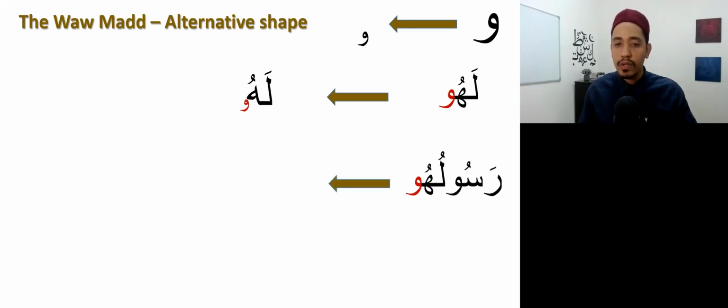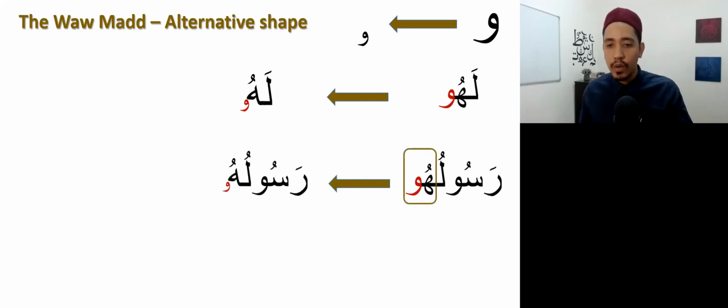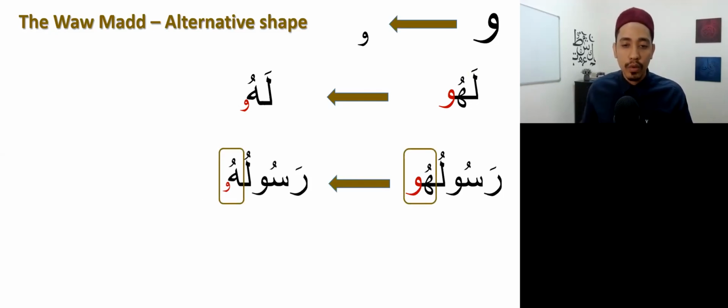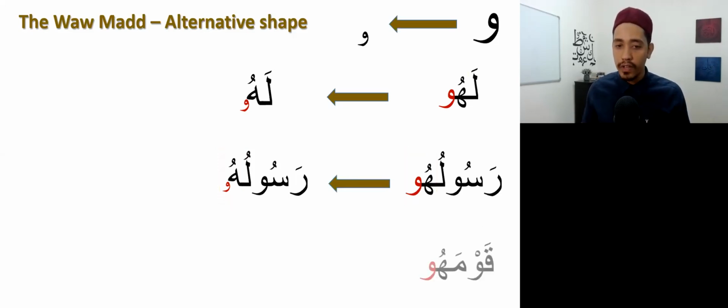Rasuluhu. Can we see that this hu and that hu are pronounced the same? So it's the same thing. Let's look at a final example of the waw.